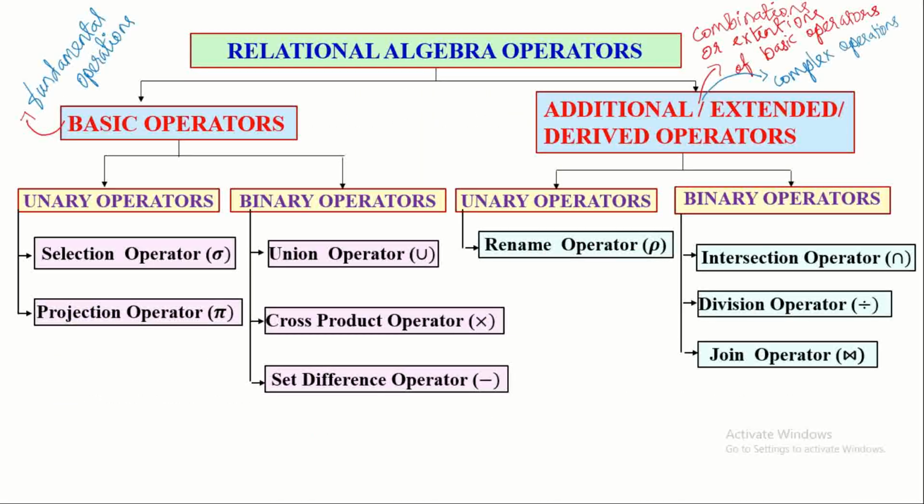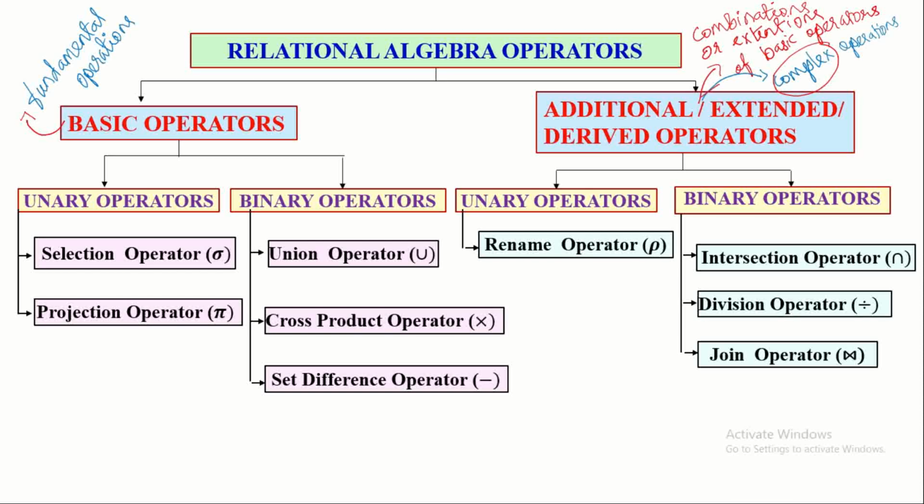Now let us discuss the various operators which are supported in relational algebra. The operators supported in relational algebra can be categorized into two types. One is basic operators and the other is additional, extended or derived operators. The basic operators are useful for performing fundamental operations, whereas the additional operators are combinations of multiple basic operators or extensions of basic operators and are useful for performing complex operations.